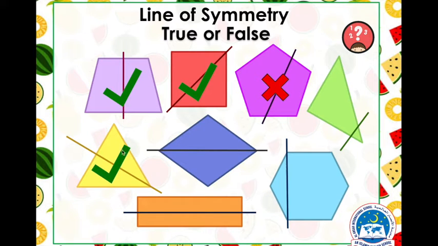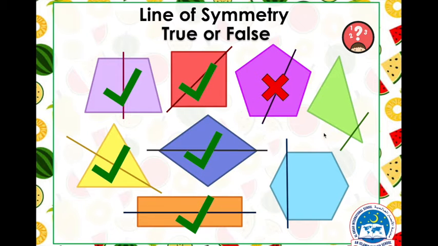And this one as well. What about this one? Do you think this line of symmetry is correct? Yes, it is. Amazing job. Let's look at the next one. Do you think this line of symmetry is correct? Yes, it is. Why? Because when we draw a line here, it is the same on this side and the same on this side. Let us look at this one over here.